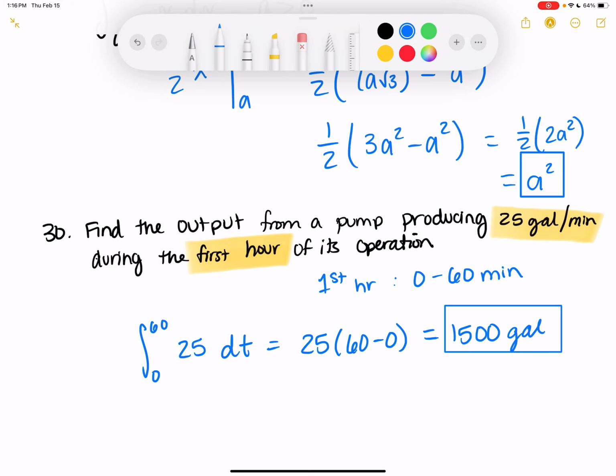Not that this would work for every problem, but if you think about it, just from the problem, you could just multiply 60 by 25 and get the same. That's the algebra version. That's the output.